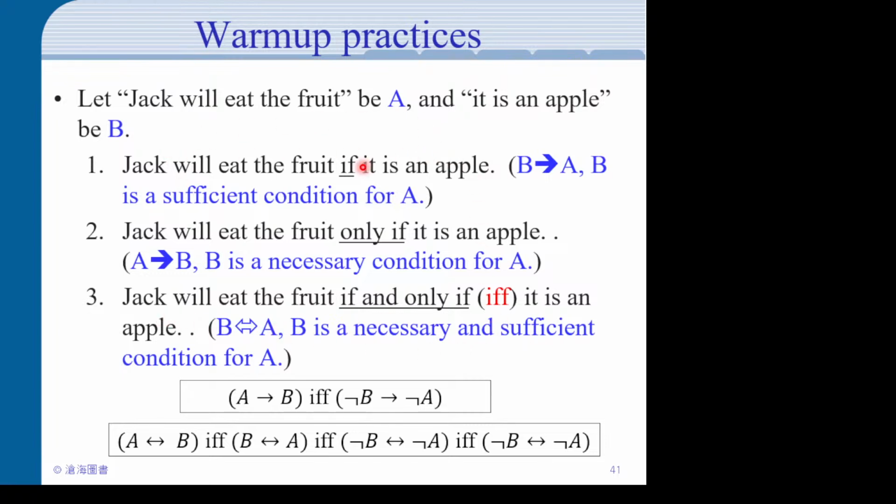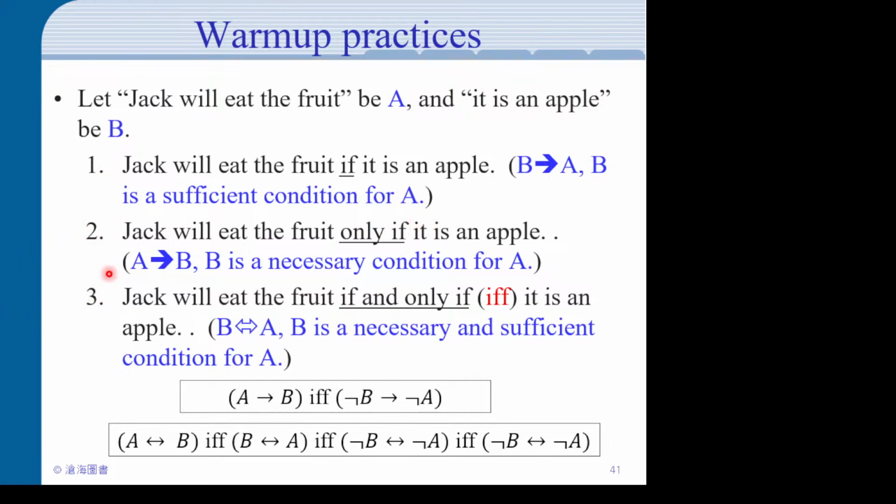There is "if", "only if", and "if and only if". For example, we have the statement: Jake will eat the fruit and it is an apple. First expression A, second expression B. What do we mean by Jake will eat the fruit if it is an apple? It means the second expression, it is an apple, will imply the first expression. And this is called B is a sufficient condition for A.